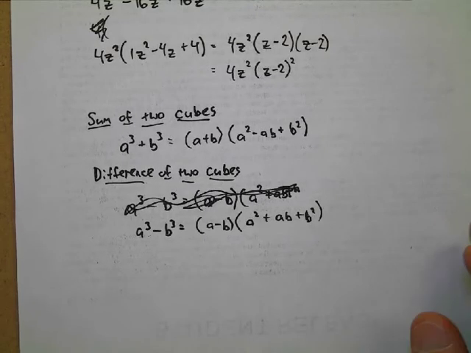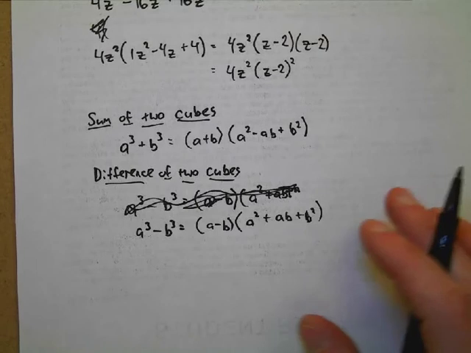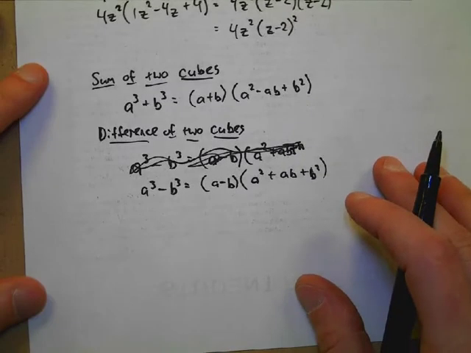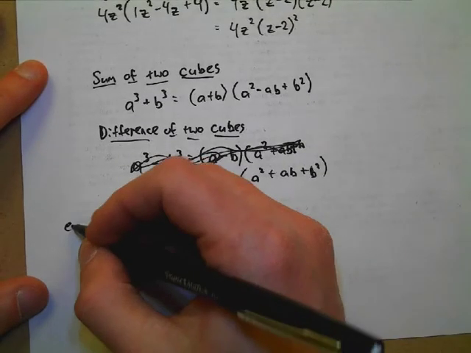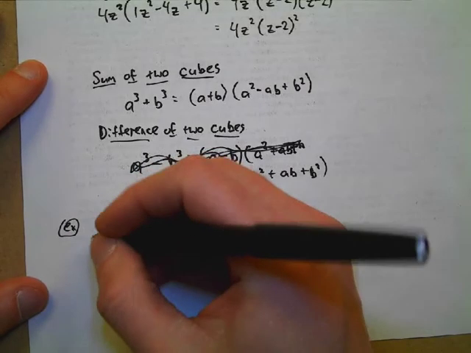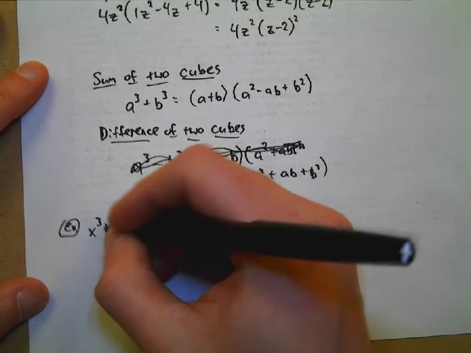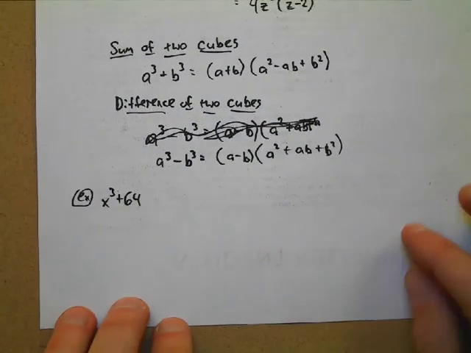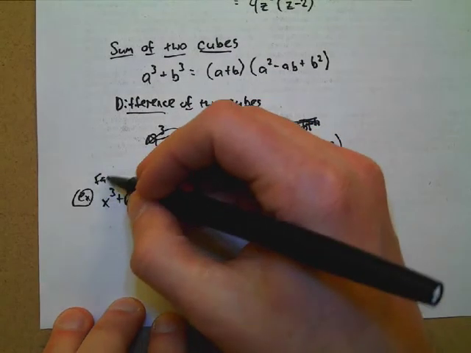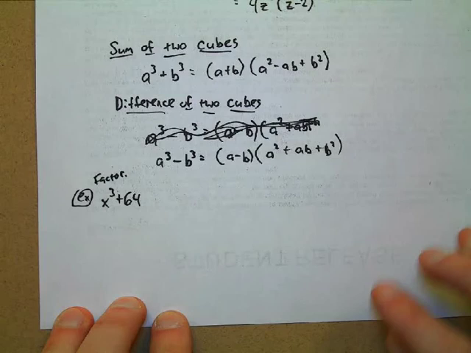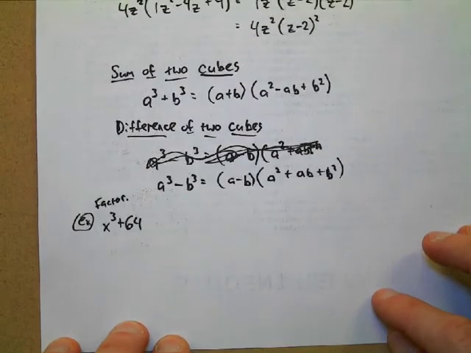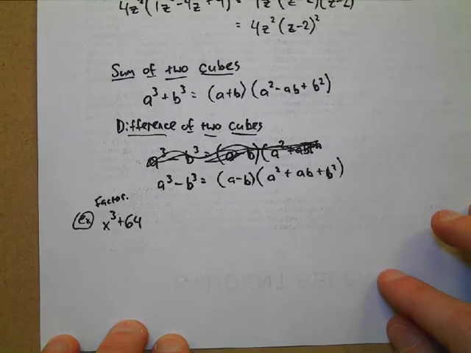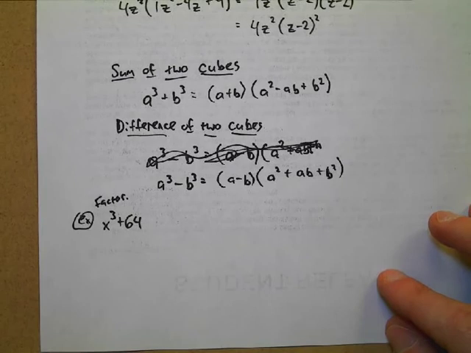Okay, so let's do an example here. We'll do two of these. How about x to the third plus 64? Don't forget your earlier factoring strategies. Is there a GCF here?